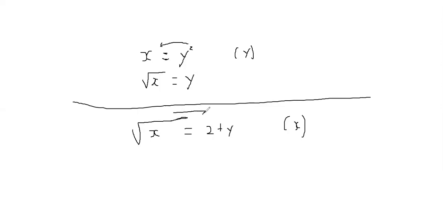When we take over a square root, it becomes a square. If we take over a square, we get a square root. If we take over a square root, we're supposed to get a square. Good. So what do we need to square on this side? Everything.